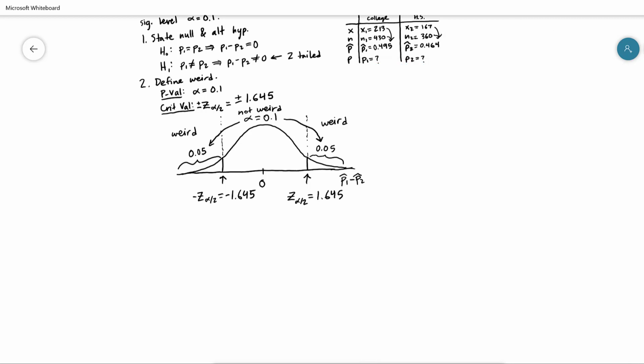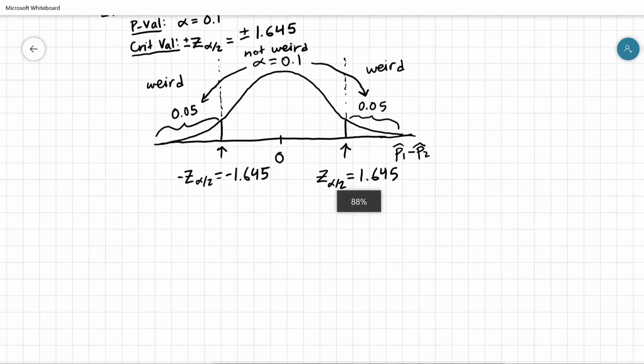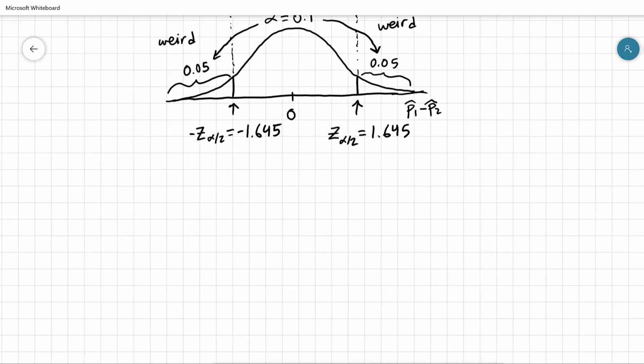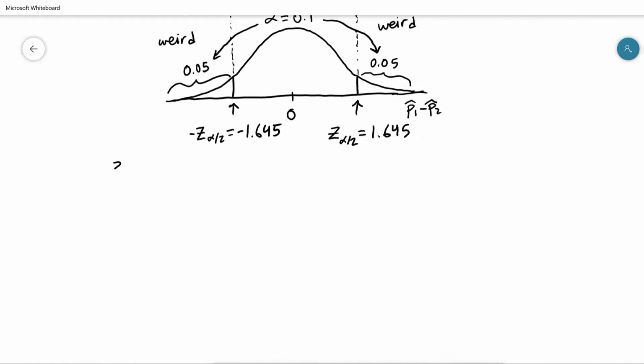And we'll come back to the problem over here. So let me zoom back in a little bit. So we've defined weird, and there's our picture. And now we need to compute the test statistic. And so this test statistic is a big, ugly formula. Remember, I'm just going to copy it down again real quickly.